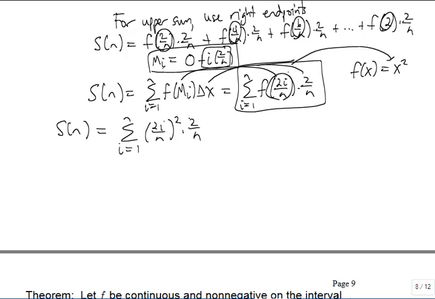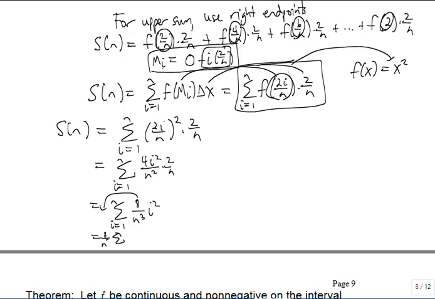So these are your heights and these are your widths. When you multiply those together, you get areas, and we're adding each of those rectangular areas together, and that's what this summation notation does for us. So let's simplify this. (2i over n) quantity squared becomes 4i squared over n squared times 2 over n. And just multiplying some like terms there, 2 times 4 is 8, n squared times n is n cubed. And I can pull that 8 over n cubed out front because it doesn't have an i in it. I'm just leaving the i squared where it is.